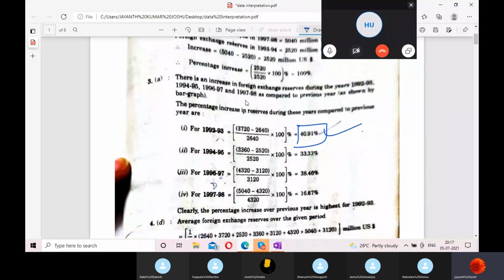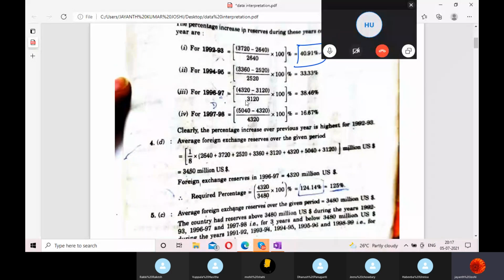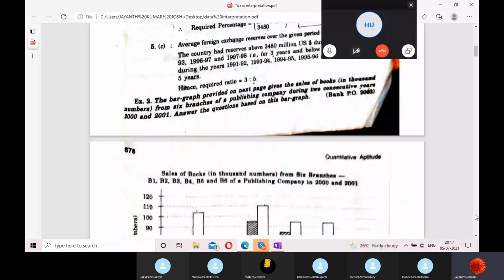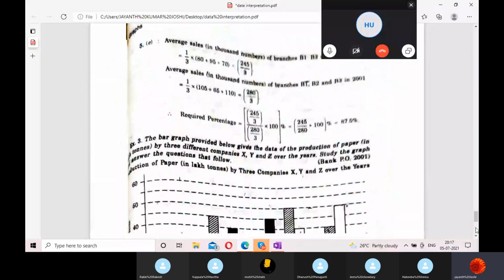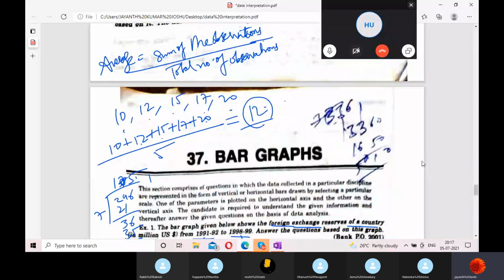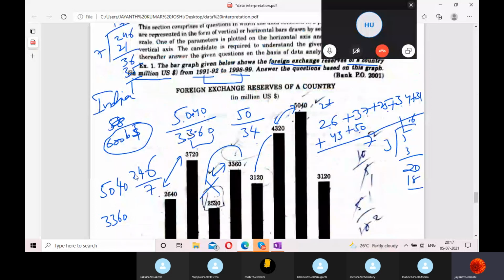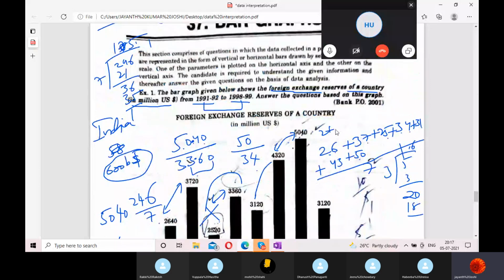96-97 reserves is what? Let us take the data. I think, where is that? So it was 246. 1 2 3 4 5 6 7. 246. 96-97. It was 246 only, no? Okay. No, 246. Some mistake, I think.